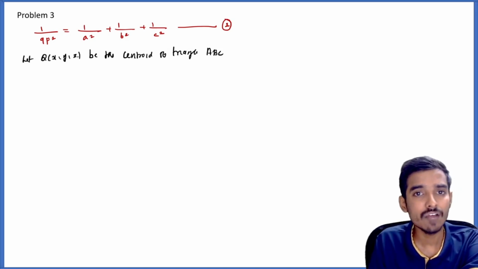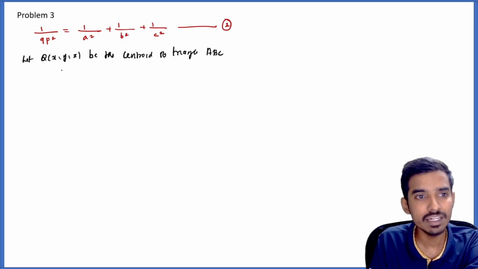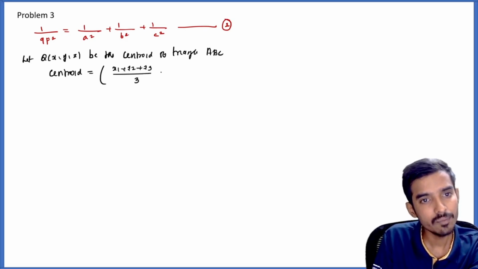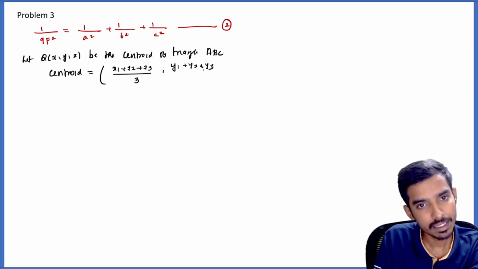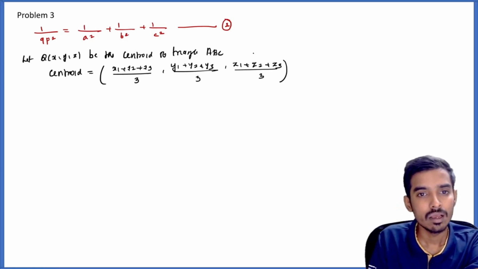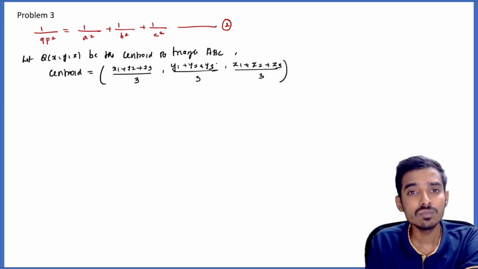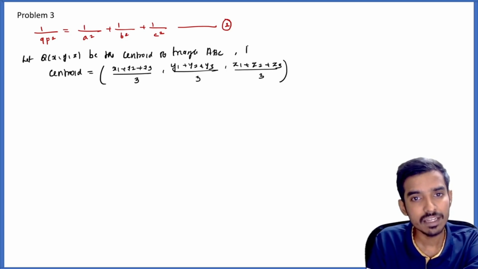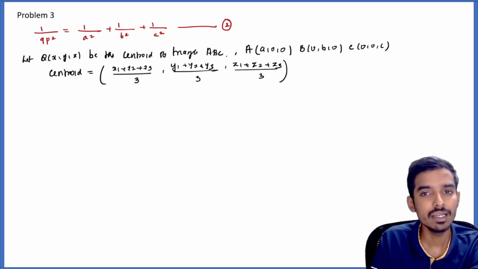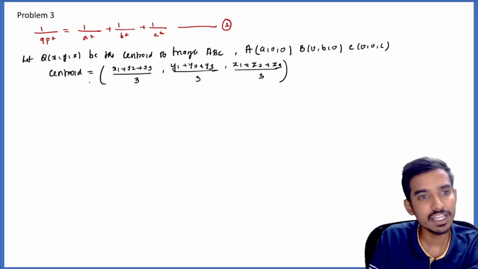What is the centroid of triangle ABC? If you know all the vertices, the centroid is given by x1 plus x2 plus x3 divided by 3, y1 plus y2 plus y3 divided by 3, z1 plus z2 plus z3 divided by 3. This is the centroid formula. Now what are x1, y1, z1, x2, y2, z2, x3, y3, z3? Very simple, we know the vertices. A is (a, 0, 0), B is (0, b, 0), C is (0, 0, c).